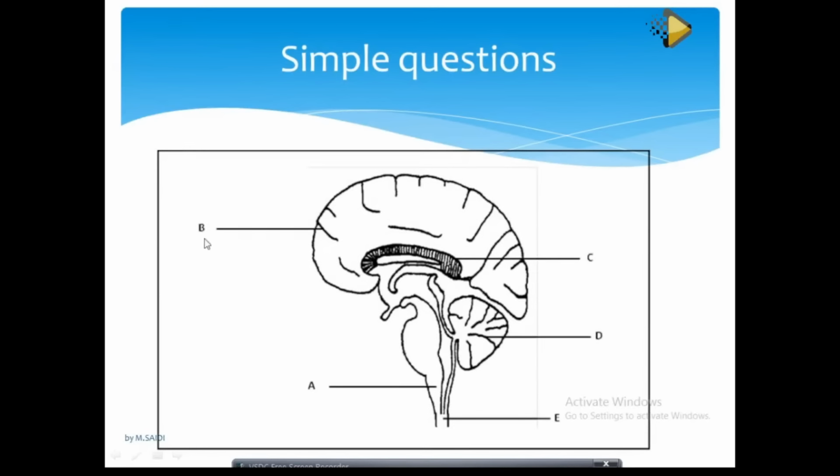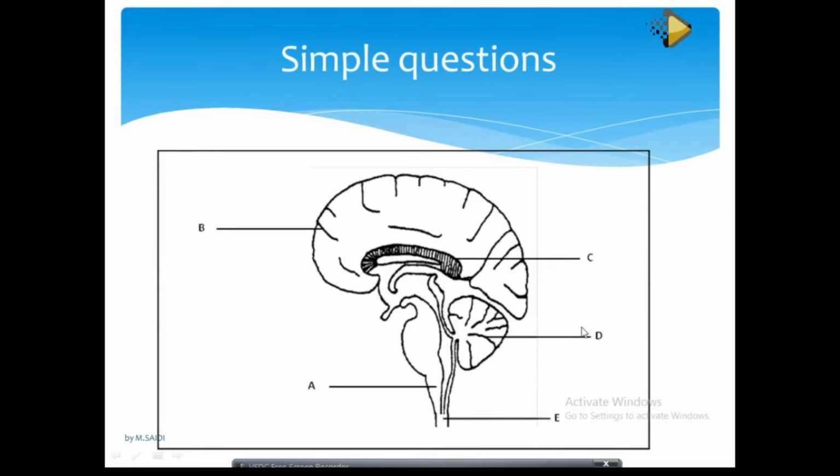What are some of the questions? Here is the structure of the brain. Can you label it very well? Part A, we said, is the medulla oblongata. Part B is the cerebrum. Part C is the corpus callosum. Part D is the cerebellum. Part E is the spinal cord. Can you give the function of each?